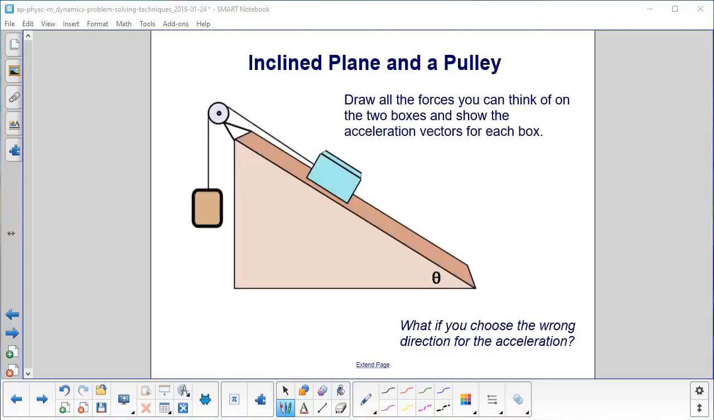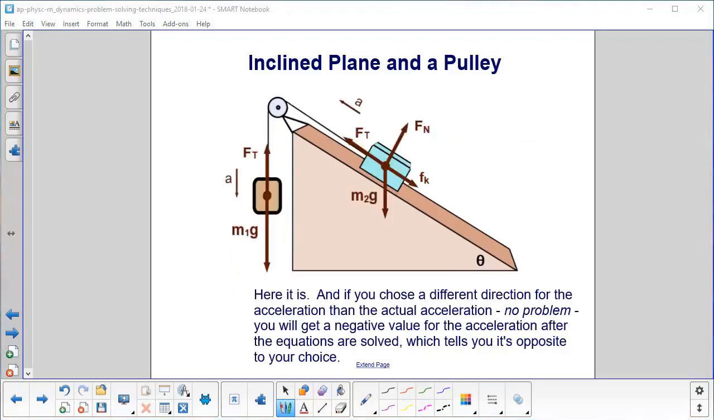Start by drawing all the forces you can think of on the two boxes and show the acceleration vectors for each box. What if you choose the wrong direction for the acceleration? Here's the forces, and should you choose a different direction for the acceleration, for example, if you chose this box going this way, you'll get a solution at the end that shows you have a negative acceleration, which means it's not going this way at all, it's going this way, so don't worry about it.